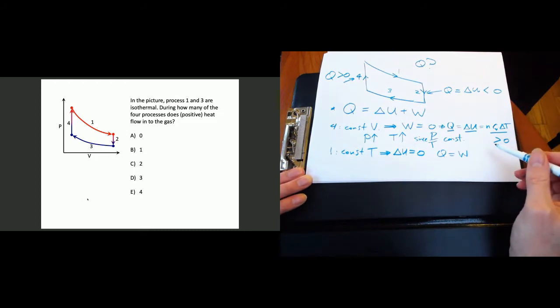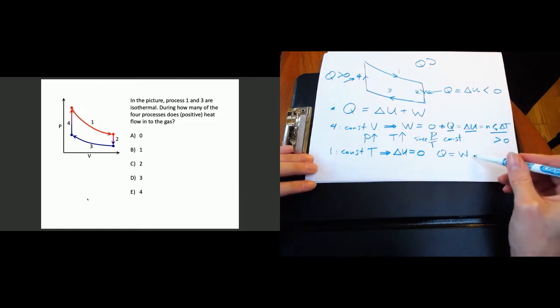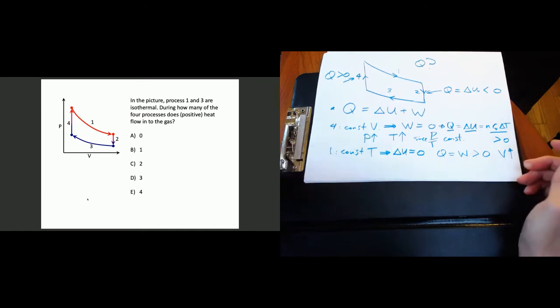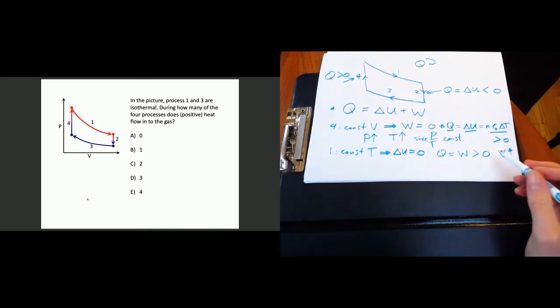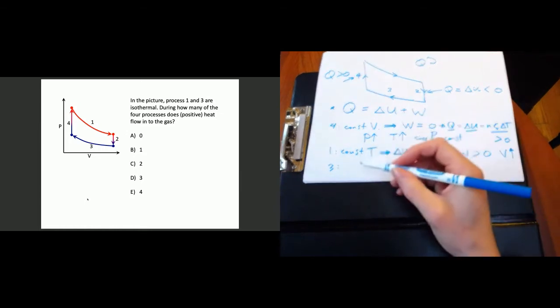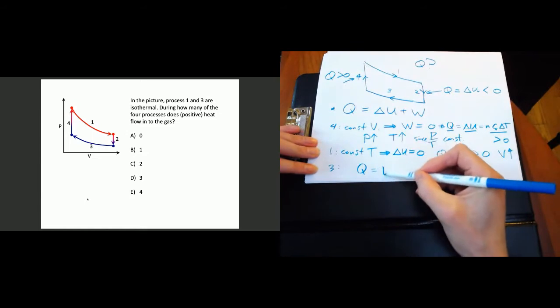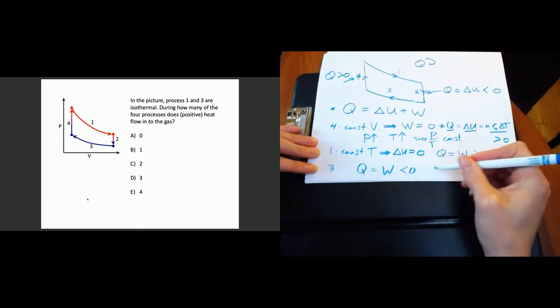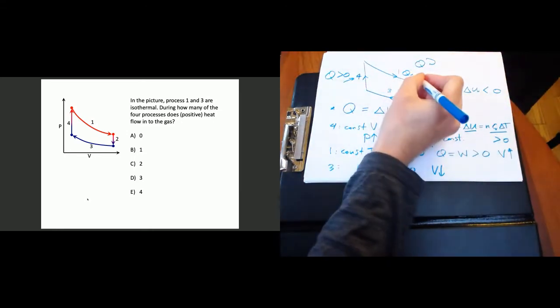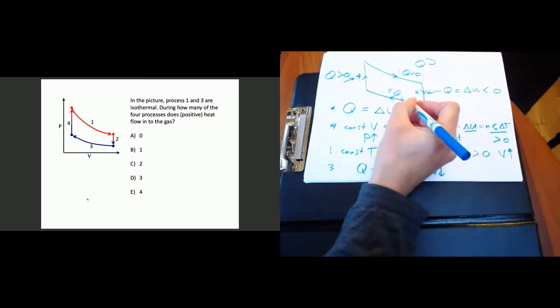And so for this process 1, we see that volume is increasing, and therefore work is greater than 0. So whenever volume is increasing, work is greater than 0, and so we say our Q is positive. For process 3, then again, Q equals W, but it's less than 0 because volume is decreasing. Okay, so Q greater than 0 here, Q less than 0 here.